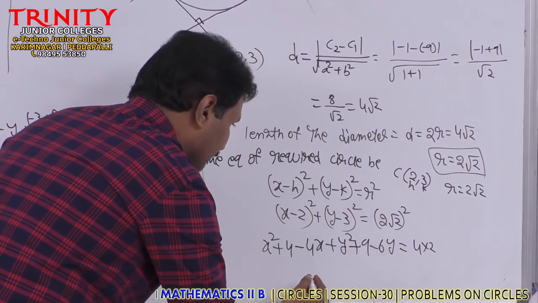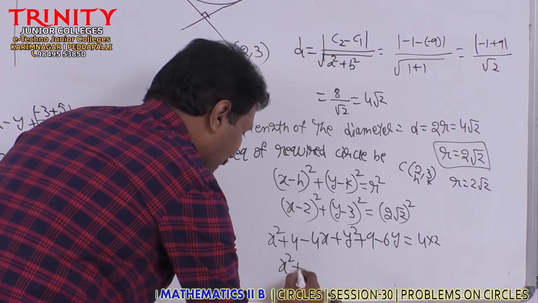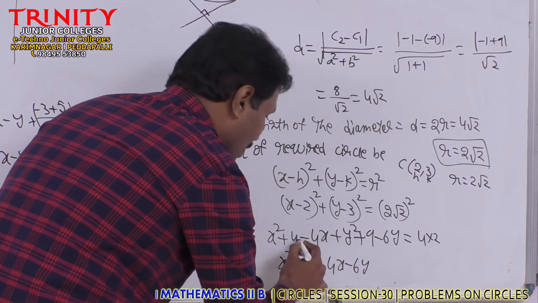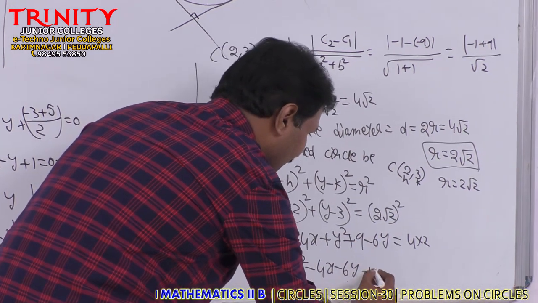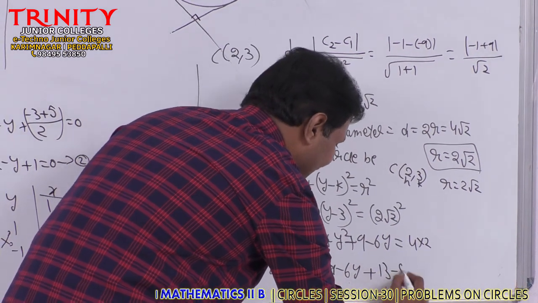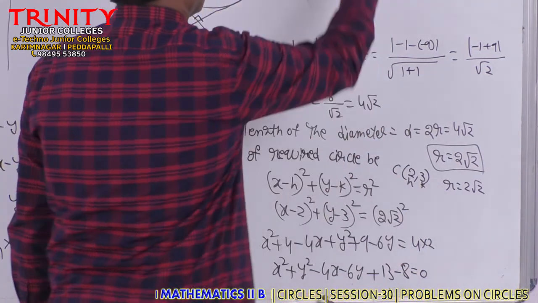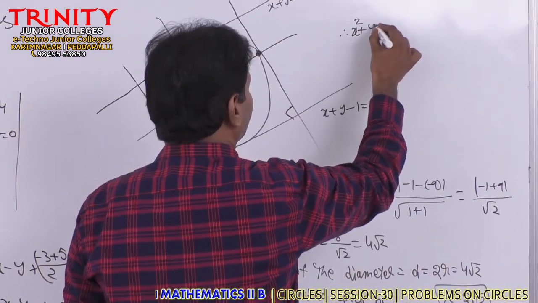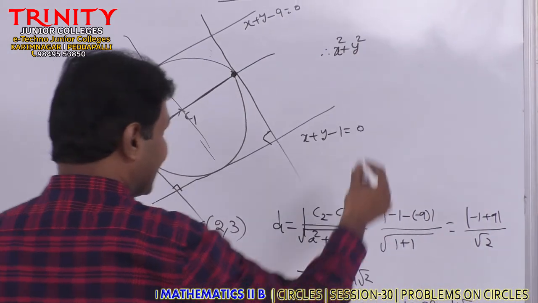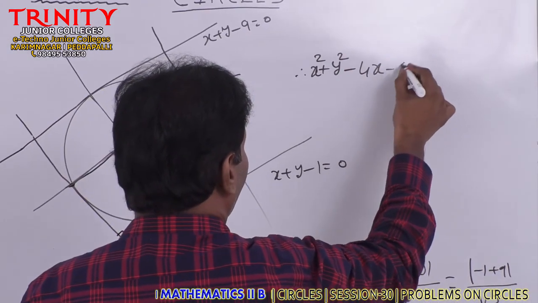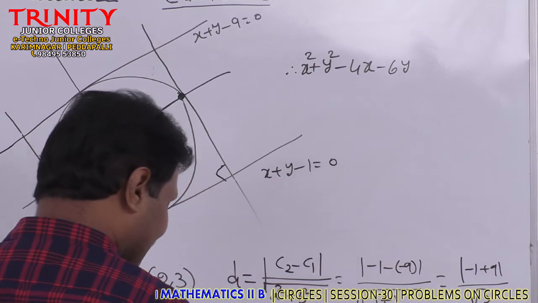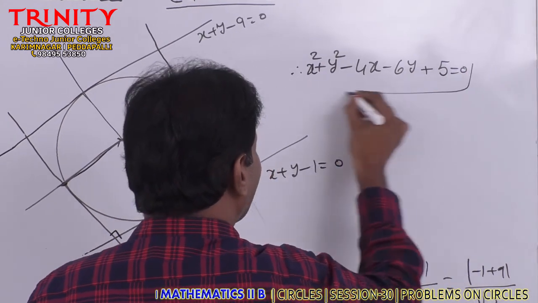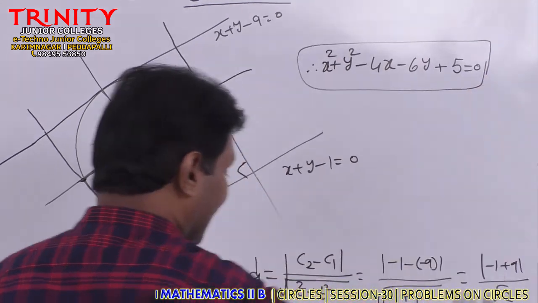That equals x square plus y square minus 4x minus 6y plus 4 plus 9, 13 minus 8 equals 0. Therefore, x square plus y square minus 4x minus 6y plus 5 equals 0. This is the equation of the required circle.